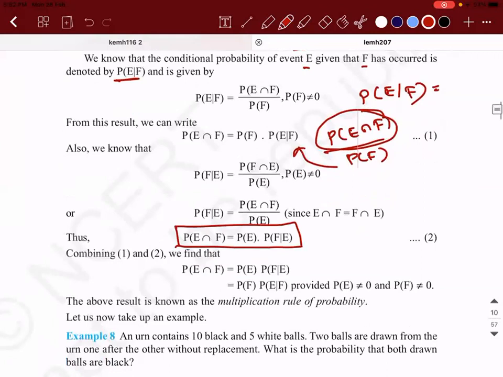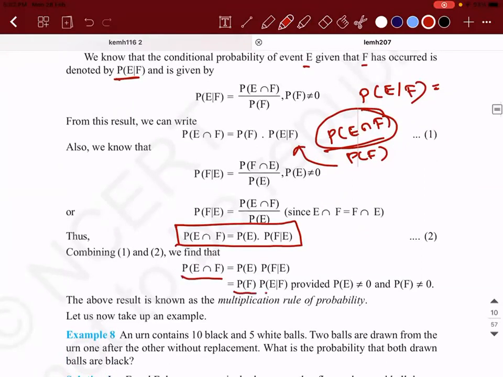Or I can write probability of E intersection F is equal to probability of F into probability of E given F. So this result shows the multiplication rule of probability. Is there anyone having a doubt in this? So it's a very simple thing.